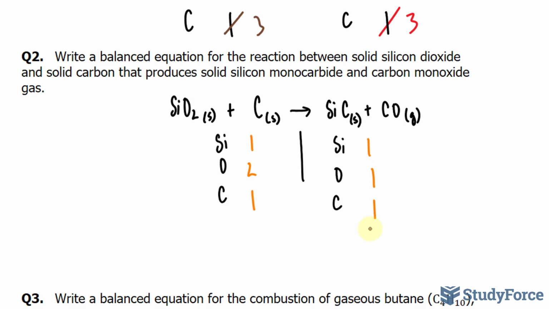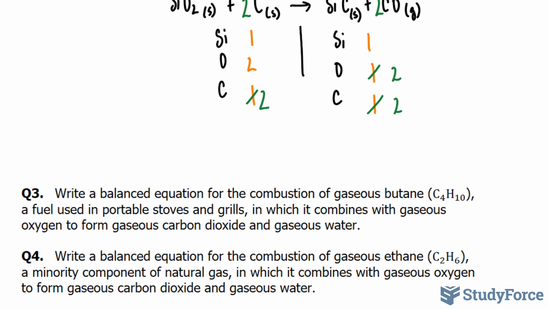This is not so bad. All we have to do is balance the oxygens, and for that I will put a 2 in front of carbon monoxide. This will change the amount of carbons on the right side, will make it 2, but it will also change the oxygens. So now the oxygens are balanced, the silicon atoms are balanced, but the carbons are not. All we do is place a 2 in front of this atom, and now we have a perfectly balanced chemical equation. Let's move on to question 3.